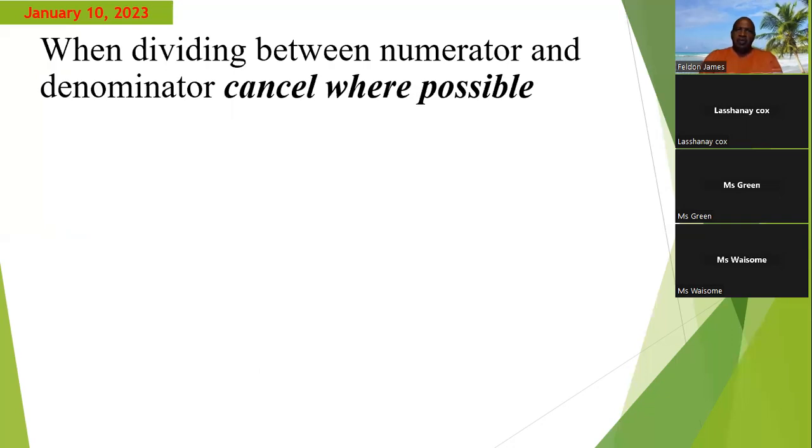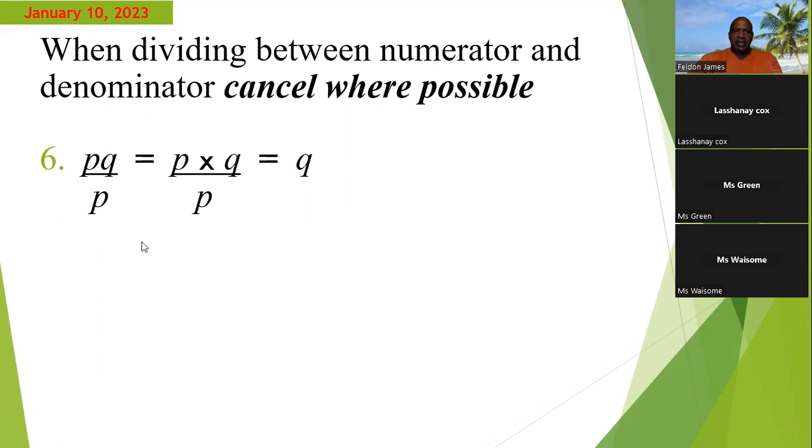All right, so when dividing between numerator and denominator, we cancel where possible. Now canceling is not something unfamiliar to you, because you have been canceling once you have been learning fractions. You know how to cancel. It's the same principle that we are applying here. We're canceling something in the numerator with something in the denominator.